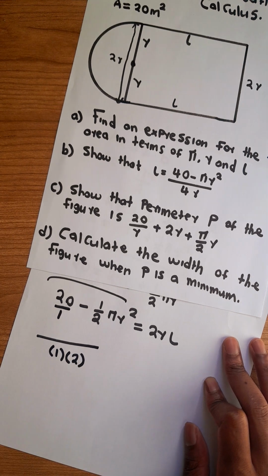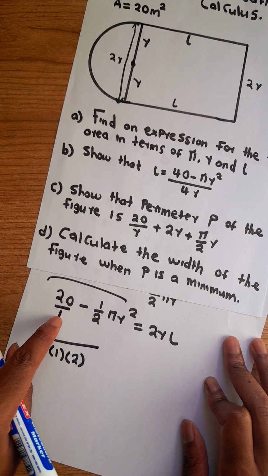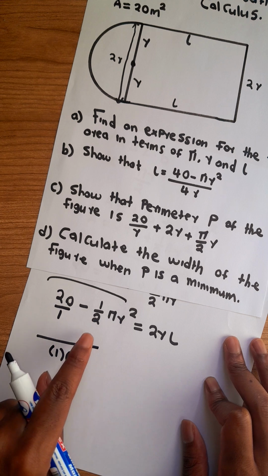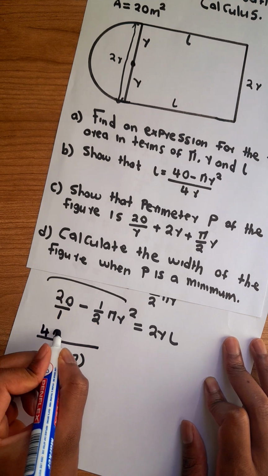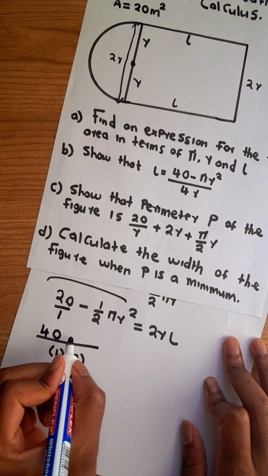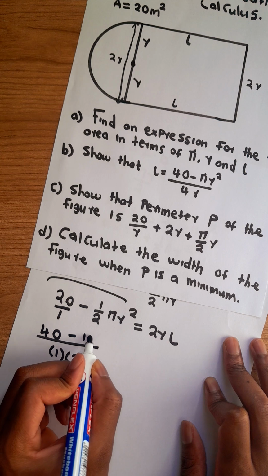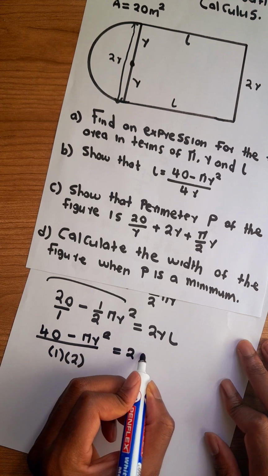To make everything simple for everyone, I do not want to complicate things. The moment you take the lowest common denominator, you're going to say 1 times 2. It is 1 times 2. And then you say 2 times 20. That's just going to give you 40. And you say 1 times 1 is going to be minus pi r squared. And this is going to equal 2rL.